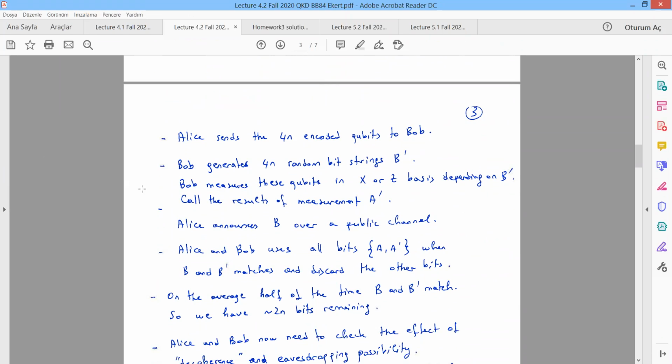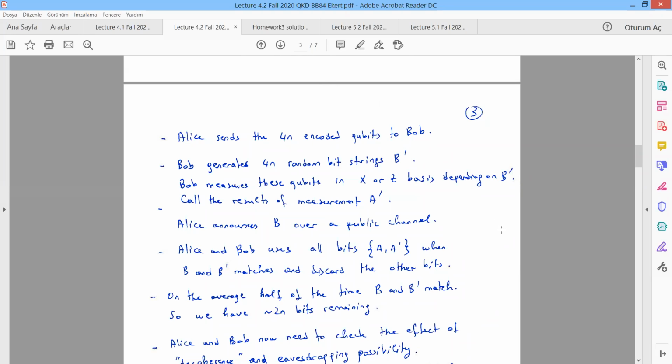Bob, when he receives these qubits that are produced according to the rule I described, he generates another 4N random bit string, B prime. So another set of zeros and ones Bob is producing, and we call this B prime. And now Bob measures these qubits in X or Z basis depending on the value of B prime. Like if B prime is 0, Bob measures the qubit in X basis, or if B prime is 1, he measures in Z basis. And the result of these measurements, we call A prime.